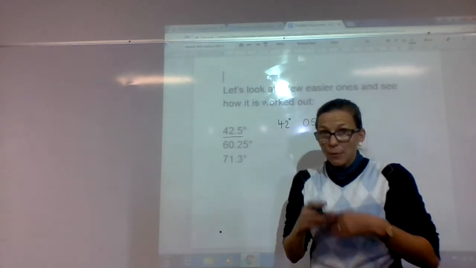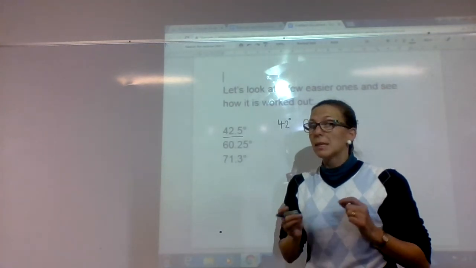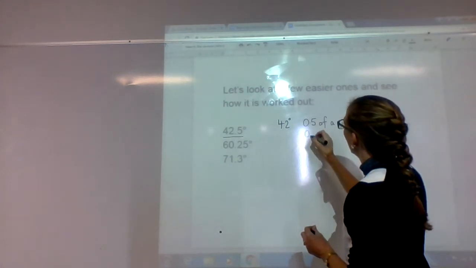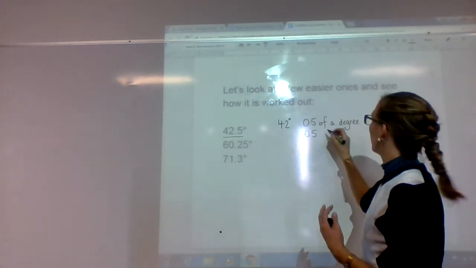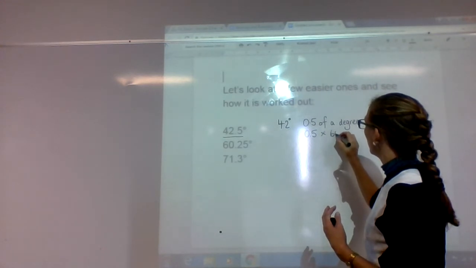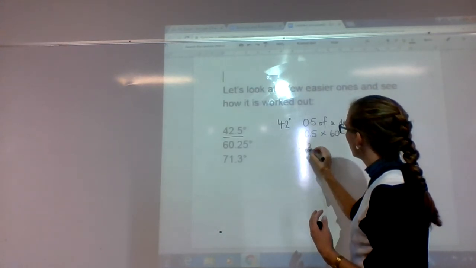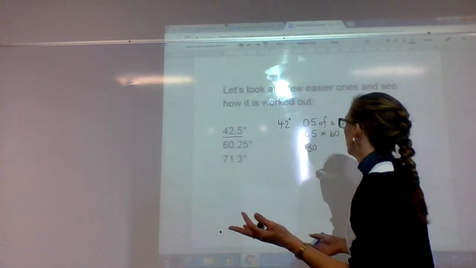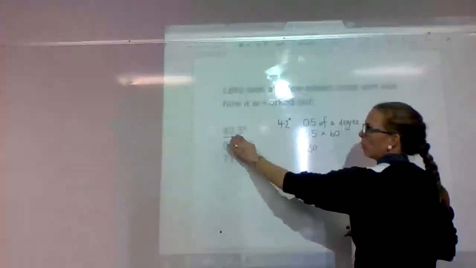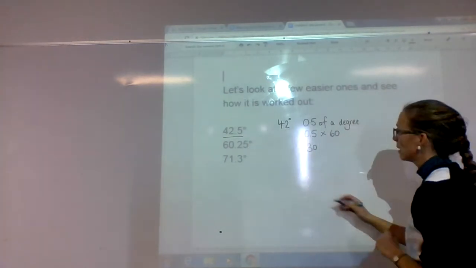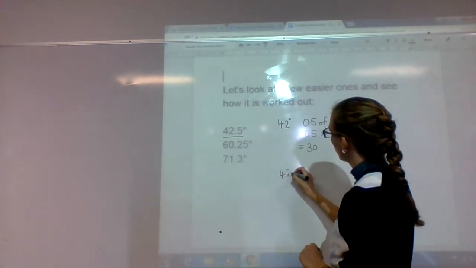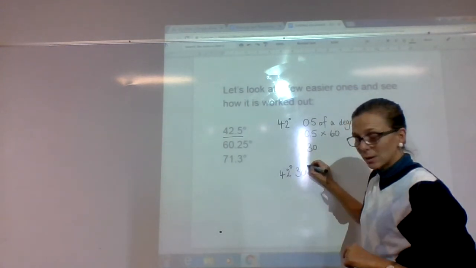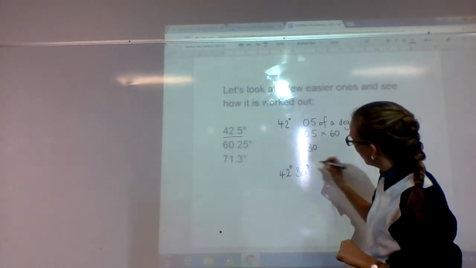Now, if a degree is made up of 60 minutes, 0.5 of, in maths "of" means times, 60 equals 30 minutes. That makes sense, right? Half of 60 is 30. So 42.5 degrees could be written as 42 degrees and 30 minutes. Now, a minute is a comma.